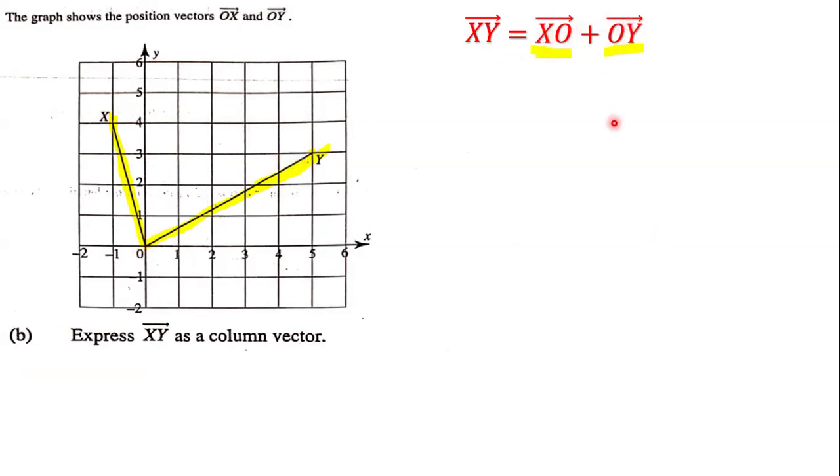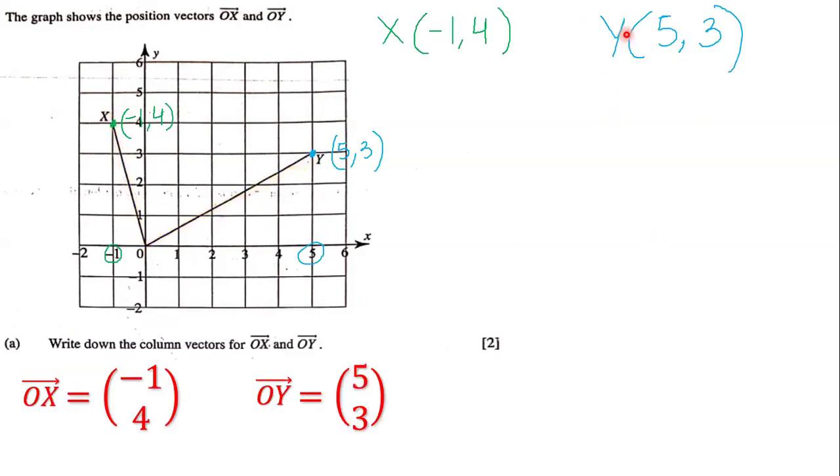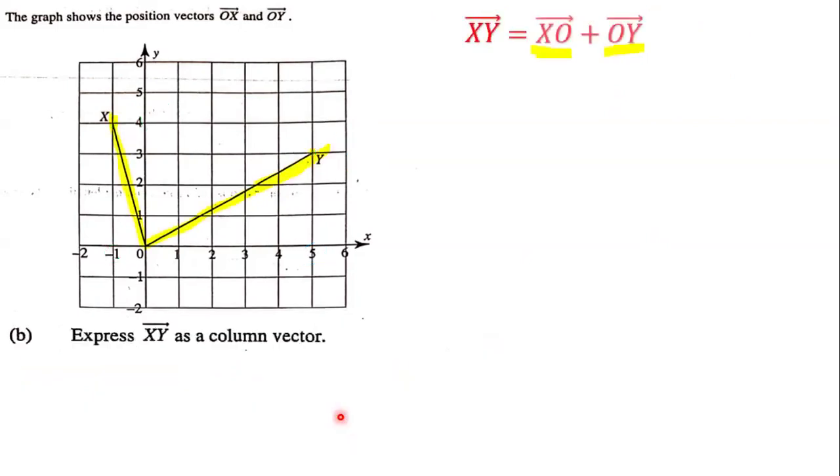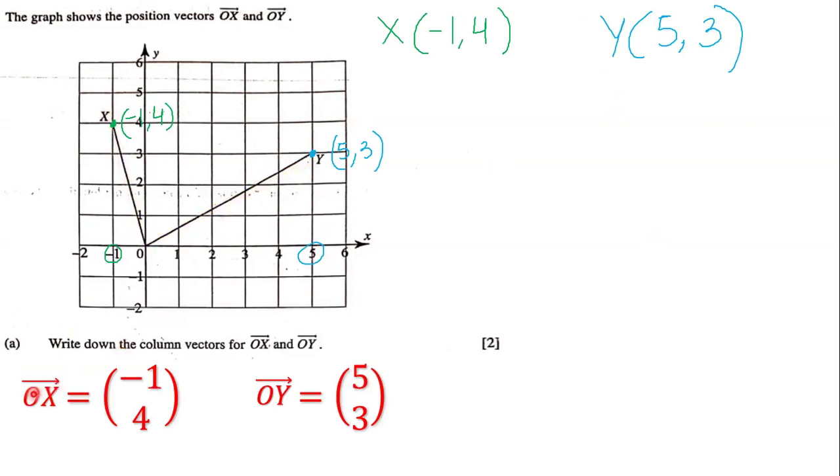Okay, next, what we're gonna do is we have XO here, and we have OY. Now, if we go back to our previous answer, we know what OY is. That's fine. OY is just 5, 3. But the problem is we don't know what XO is. Now, what we do know is what OX is. So OX is -1 and 4. That's what OX is. But we don't know what XO is.